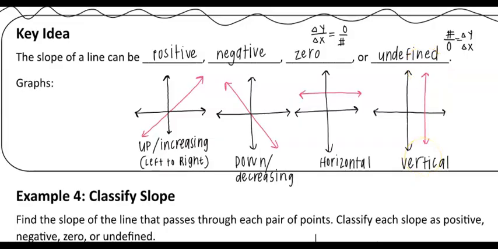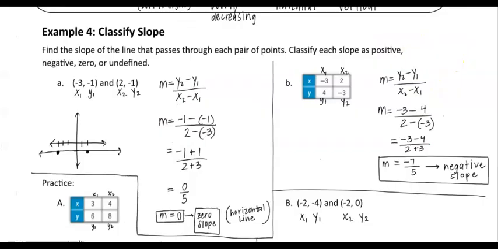Think of it like if you're looking at a mountain, you're never going to have a straight up and down mountain. So you can't have a slope that's that steep, that's just undefined. It's not possible. If you have to classify a slope as positive, negative, 0, or undefined, you have to find the slope first.